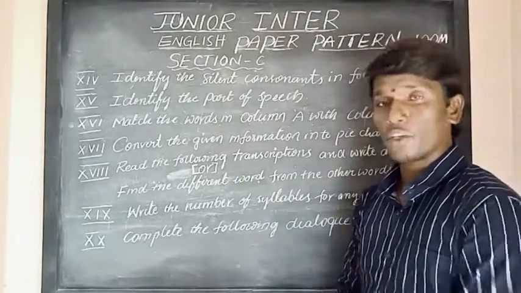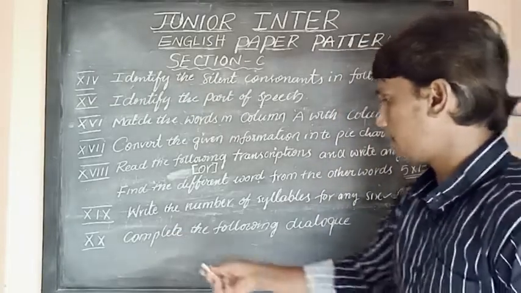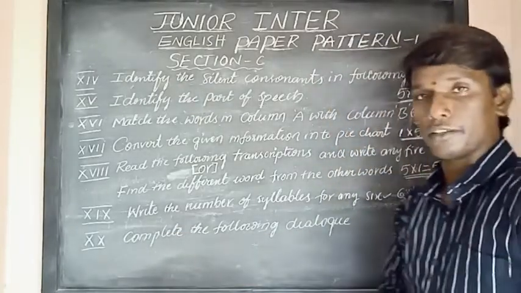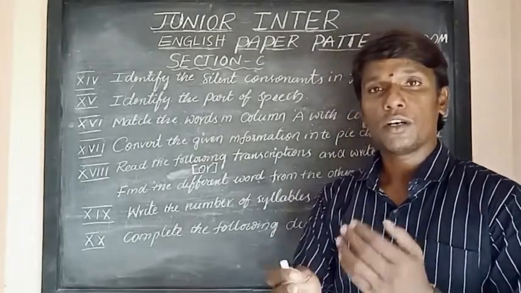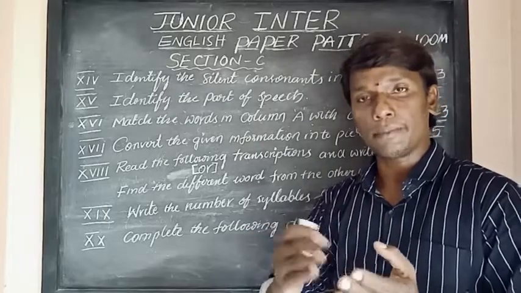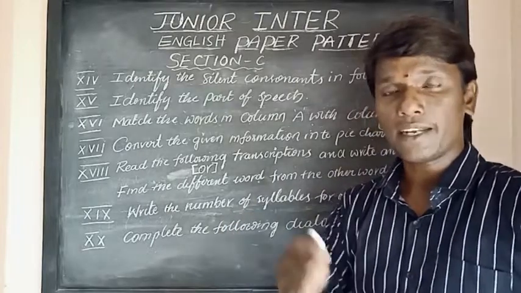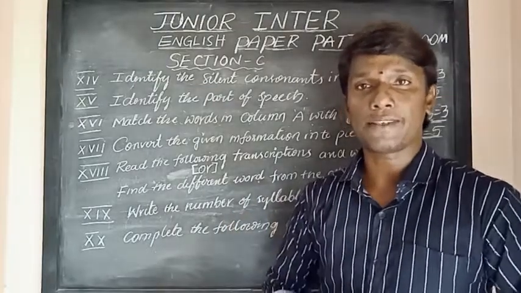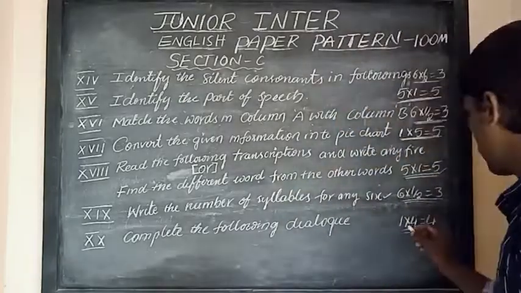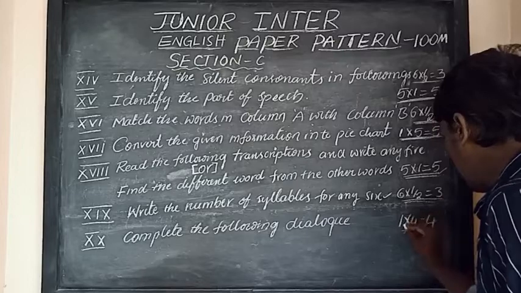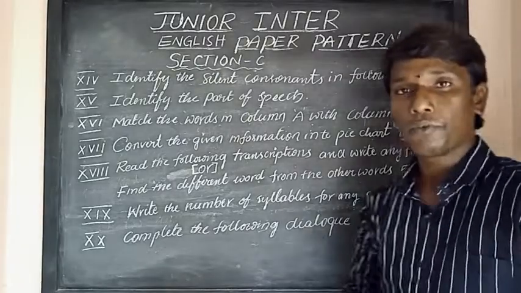Now moving on to the last question, that is the 20th question. The 20th question is complete the following dialogue. So a conversation, a dialogue, is given between the sender, the listener and the speaker. There are some blanks. You have to fill in the blanks given in the dialogue. That last question is for 4 marks. This is the one and only question having 4 marks. Okay, Nandi? The last question is for 4 marks.